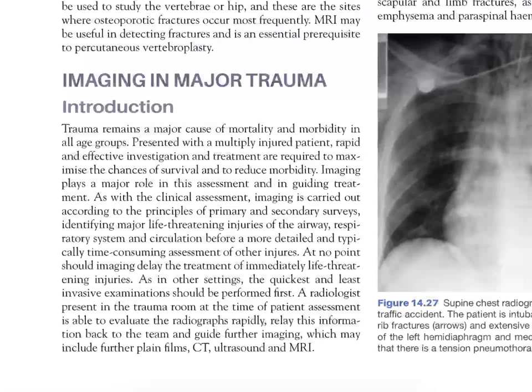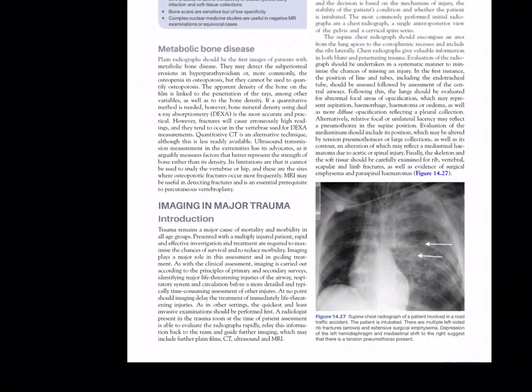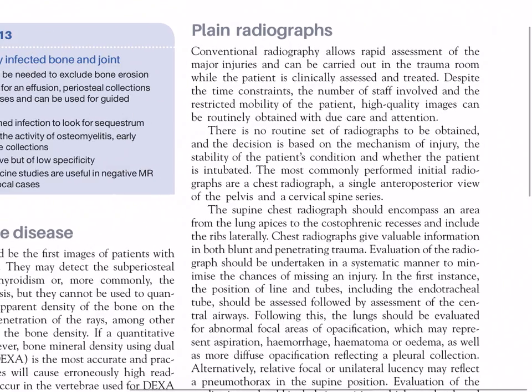A radiologist present in the trauma room at the time of patient assessment is able to evaluate the radiographs rapidly, relay this information back to the team and guide further imaging, which may include further plain films, CT, ultrasound and MRI. Plain radiographs. Conventional radiography allows rapid assessment of the major injuries and can be carried out in the trauma room while the patient is clinically assessed and treated.